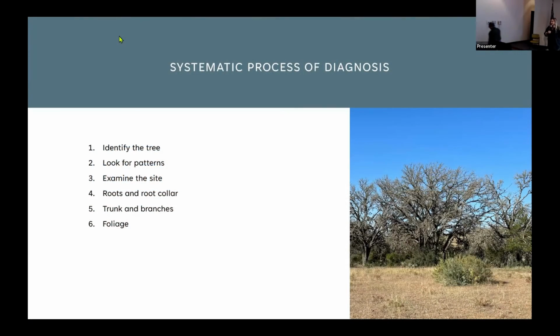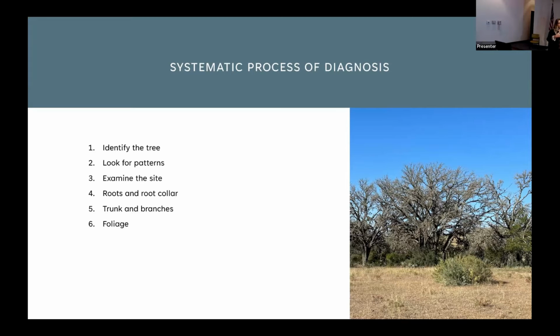So when looking at a tree, we want to diagnose what problem it's having. There's a process that you want to go through to get to that diagnosis. First, identifying the tree, because that's the host of the problem, and certain pathogens or insects will only attack or infect certain species. So step number one is just identify what species we're dealing with, or multiple species. And then look for patterns throughout the landscape.